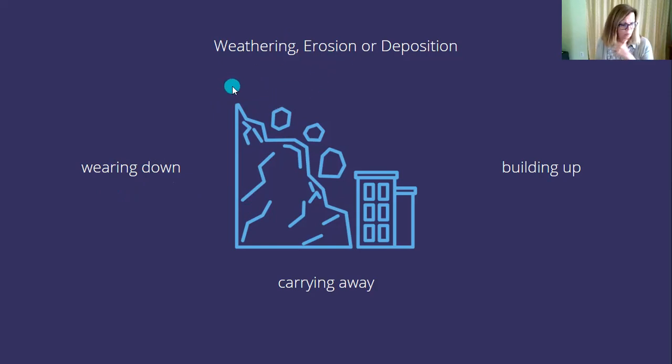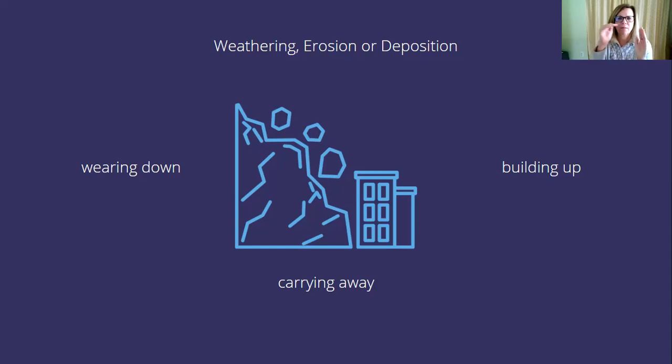Erosion goes with weathering. So erosion is when the rock is carried away. What do I mean by that? The rock is actually moved. So when a rock, or even land, is moved away from where it first was, that's called erosion. So a lot of people get these mixed up. They look at something that's being worn down and they call it erosion. That's not true.